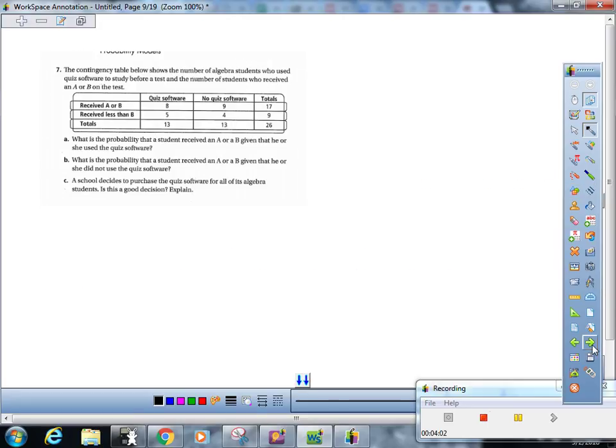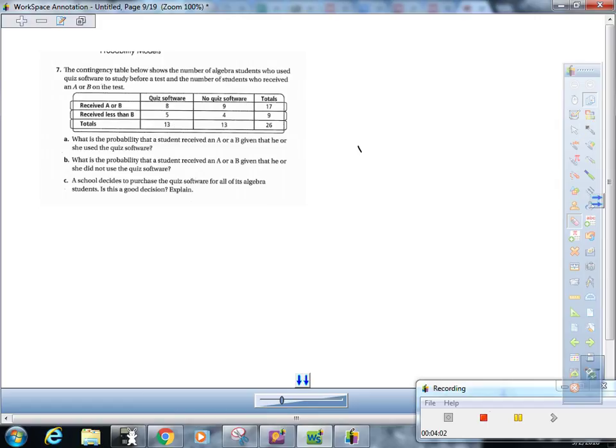All right, this is our final problem. This is a contingency table. I can tell you right now, this is going to feel a lot like what we did in yesterday's lesson. Okay, so they totaled it for us. So we've got a situation here where they're seeing if a set of software helps the kids do better on a quiz. Okay? So, what is the probability that a student received an A or a B given that he or she used the quiz software?